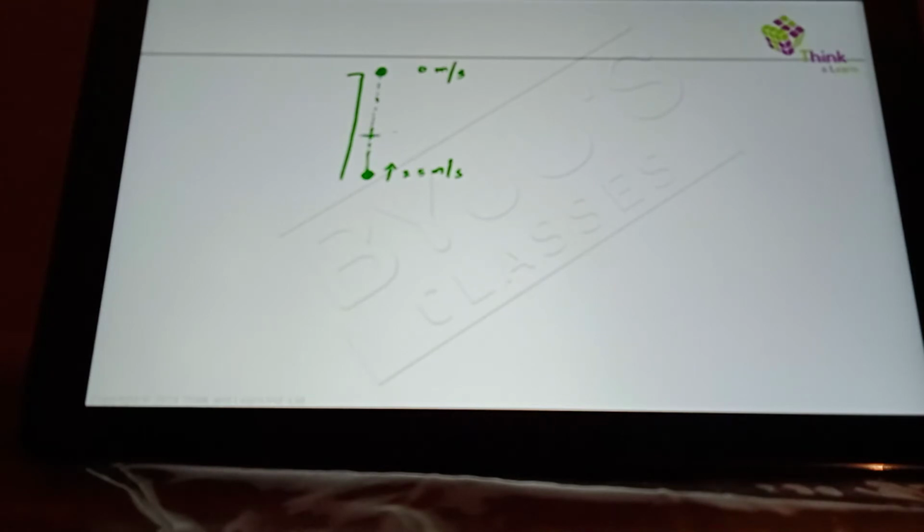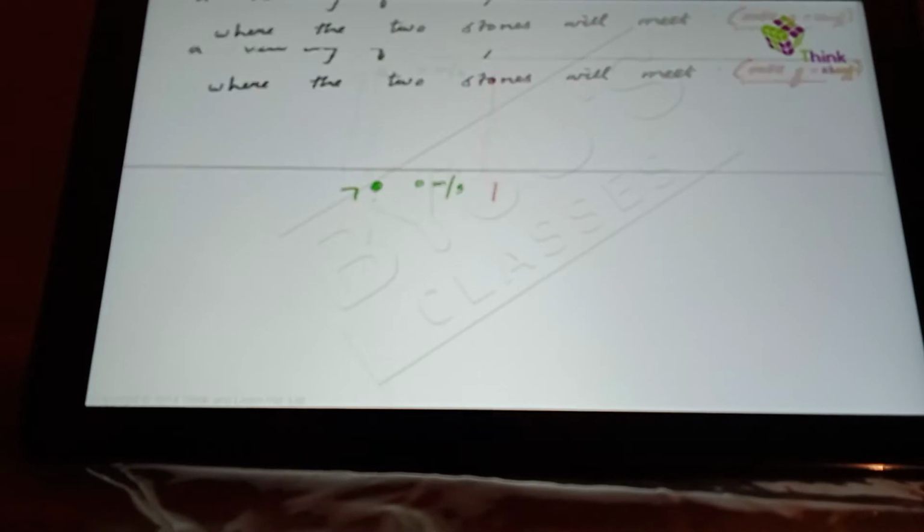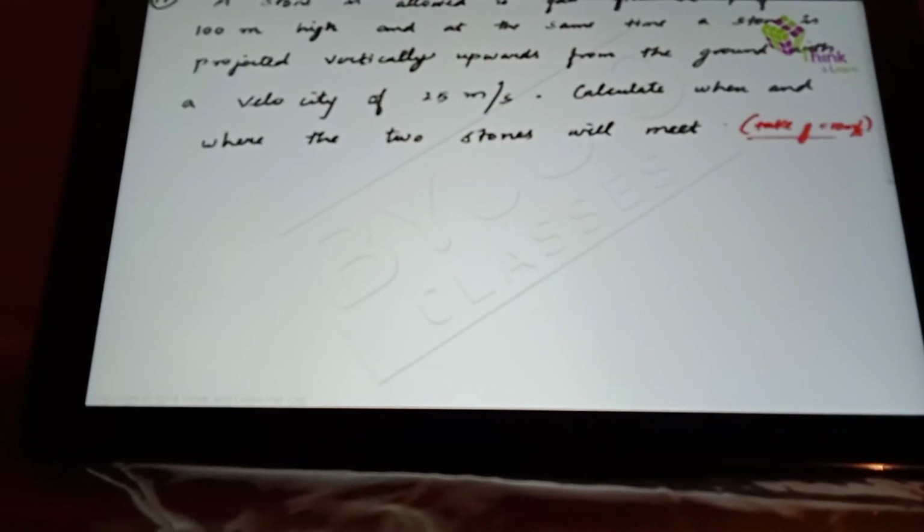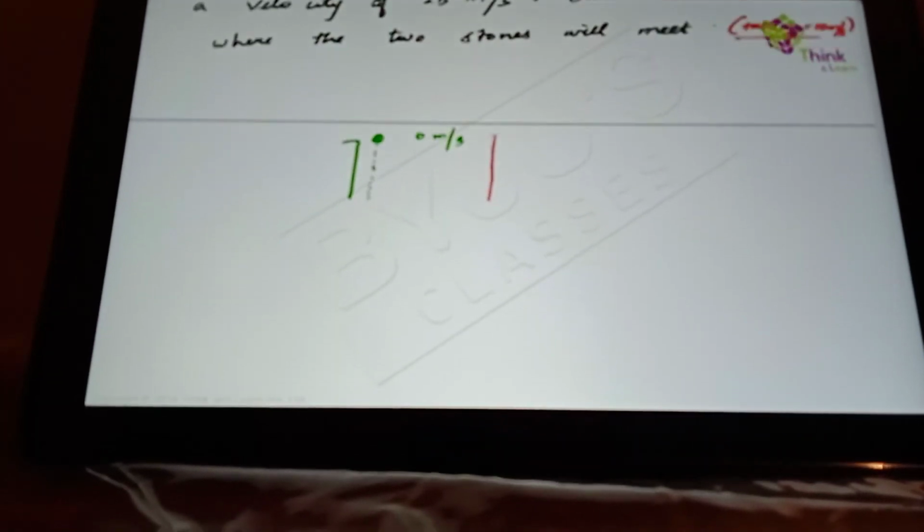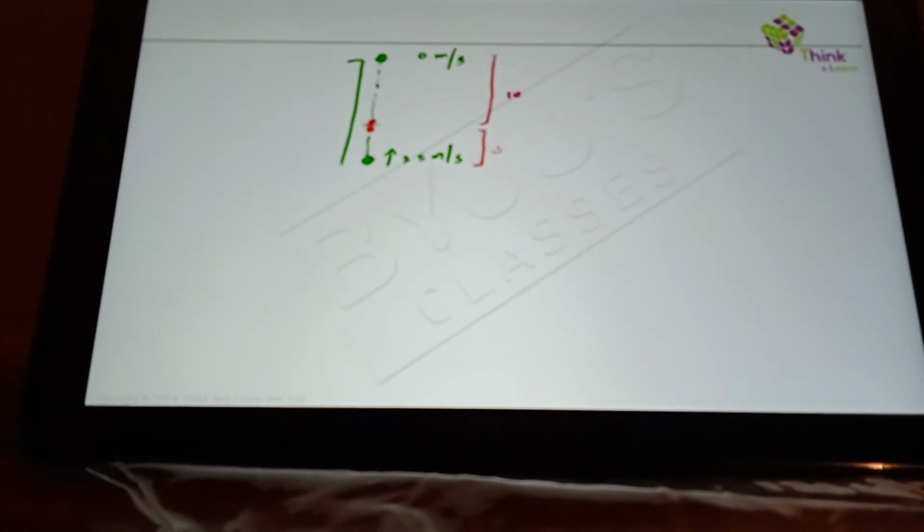Let's say this is where they're going to meet. Now the interesting thing is that when they meet, they both are at the same point. Why is that interesting? Because at that point, this body's displacement will be, say, S. This body's displacement will be the total height minus S. And the total height's been given to us, a 100 meter high building. So this is S. Then this will be 100 minus S.